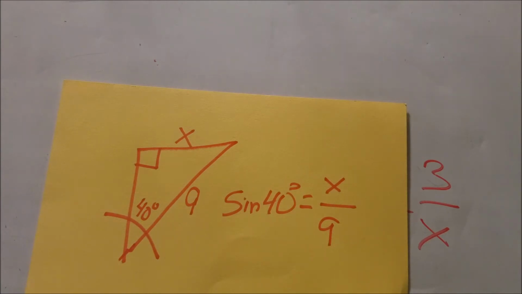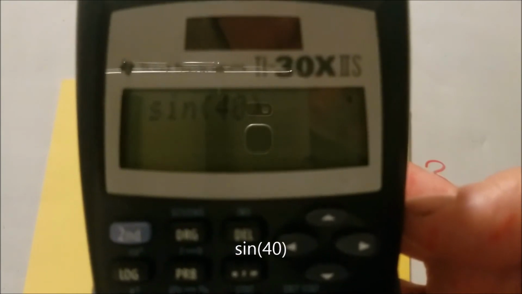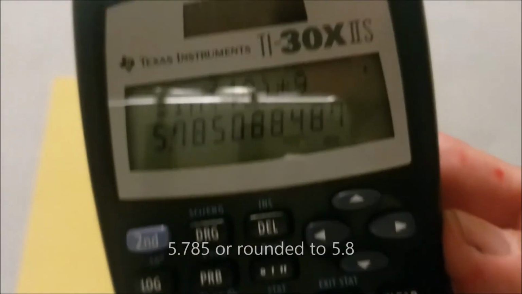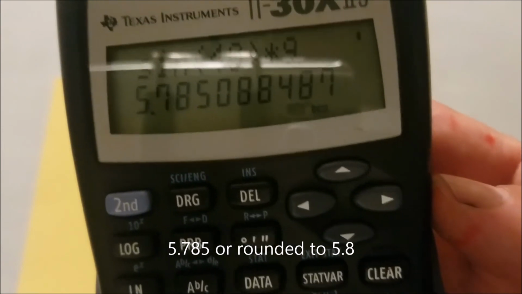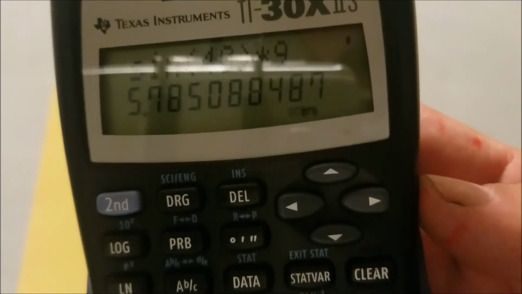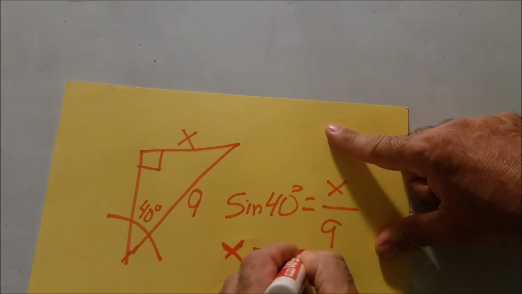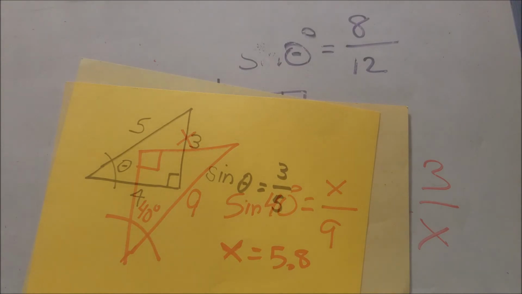So you press sine 40 degrees, like I did here, sine 40 degrees, and times it by 9. And there's our answer. 5.78508, and so on. Or we can just say 5.8. You can round it. So x is 5.8. So we can find the missing sides, we can find the missing degrees.